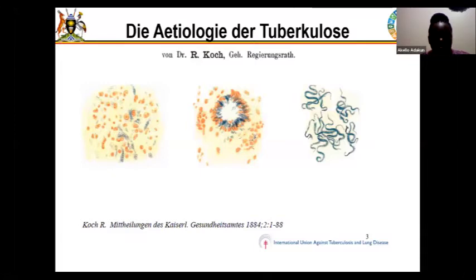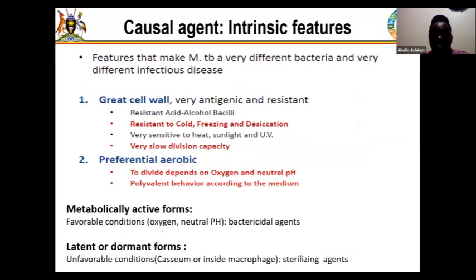This disease is caused by this bacteria, which is very unique. It is different from other bacteria. It has a cell wall, which is very resistant and keeps changing. It's antigenic. It resists cold, freezing, or desiccation, but is very sensitive to heat, sunlight, and ultraviolet radiation. That is why, if you want to control tuberculosis, you install ultraviolet radiation and it kills this bacteria.